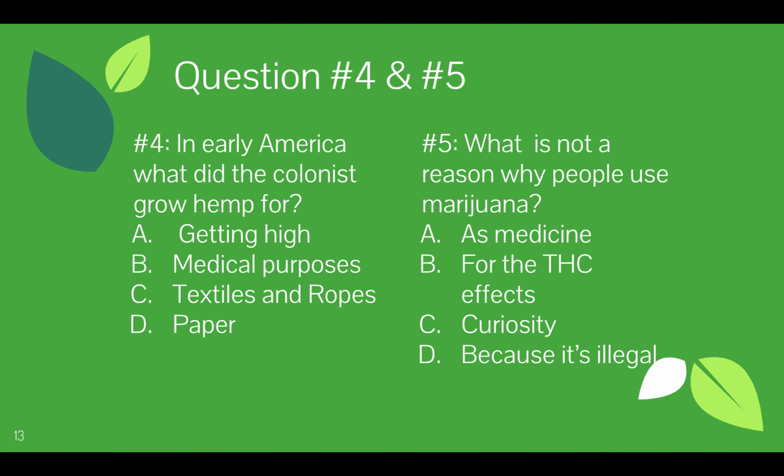Questions number 4 and number 5. Number 4. In early America, what did the colonists grow hemp for? A. Getting high. B. Medical purposes. C. Textiles and rope. Or D. Paper. And number 5. What is not a reason why people use marijuana? A. As medicine. B. For the effects of the THC. C. Curiosity. Or D. Because it's illegal. And I'll give you a few seconds to answer that.